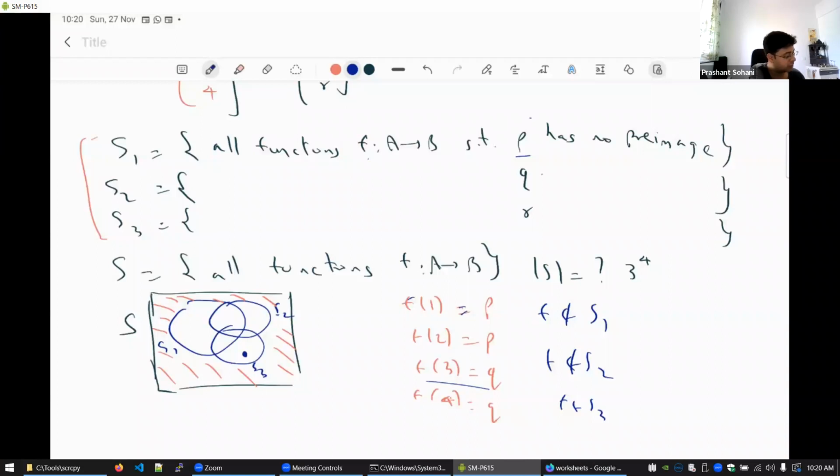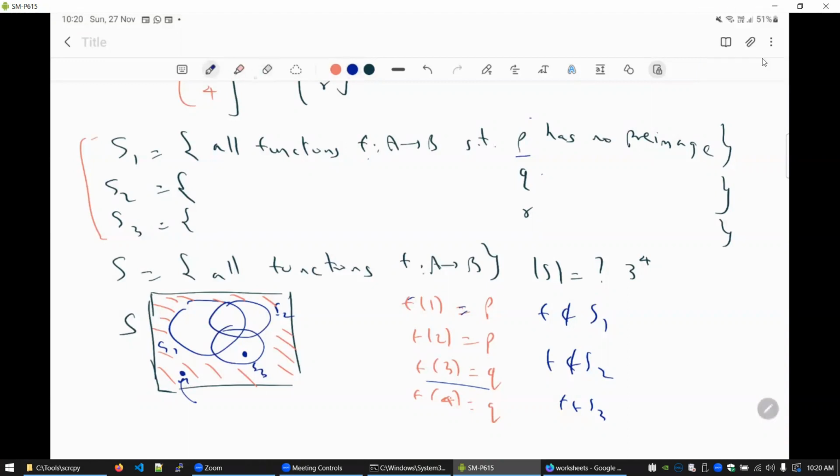So in that sense, you now understand that a function which is outside all of S1, S2, S3 is an onto function, because that function will take P, Q, R, all the values will be represented. Okay, is that clear? Yes. So this is the area we want to count, the outer part.